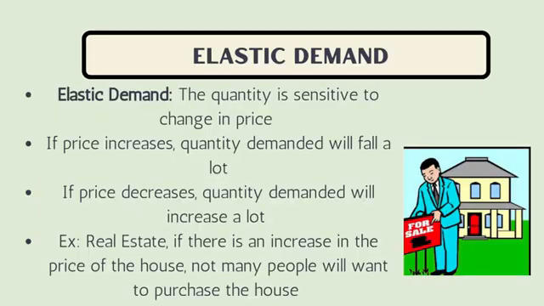Next up, we have elastic demand. Elastic demand is when quantity is sensitive to a change in price. If price increases, quantity demanded will fall, and if price decreases, quantity demanded will increase. An example of this would be real estate. This happens because when house prices increase, the quantity demanded falls, as consumers aren't willing to buy the house at a high price.